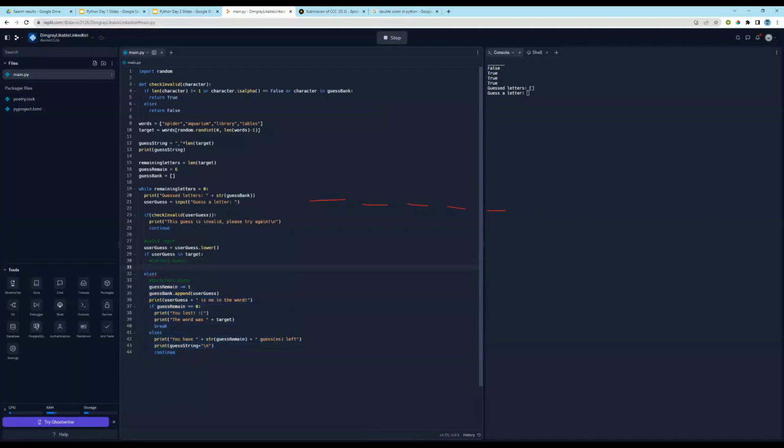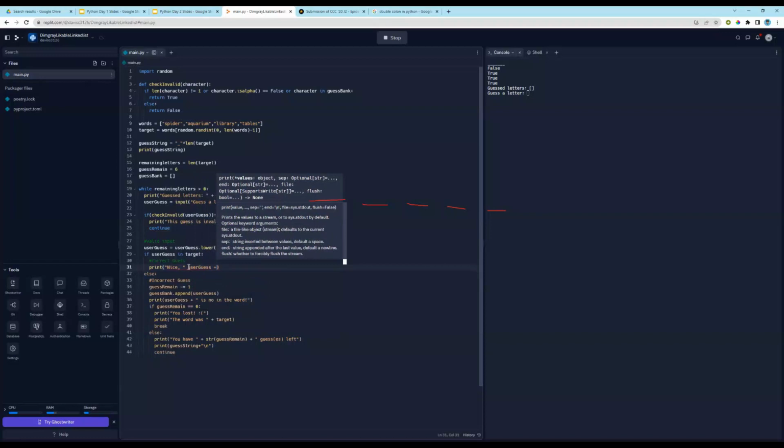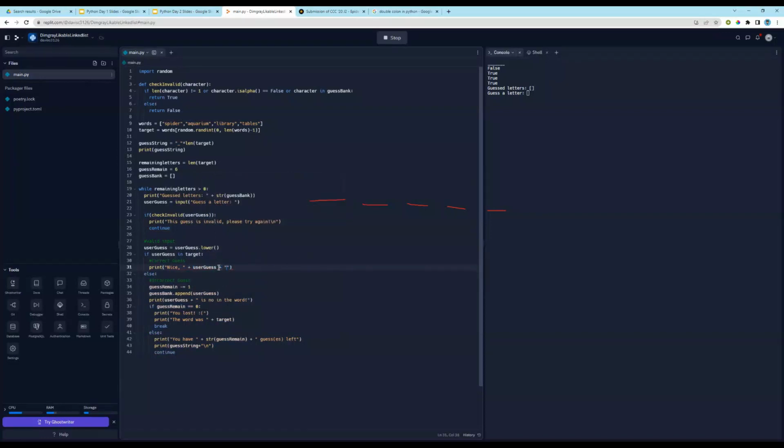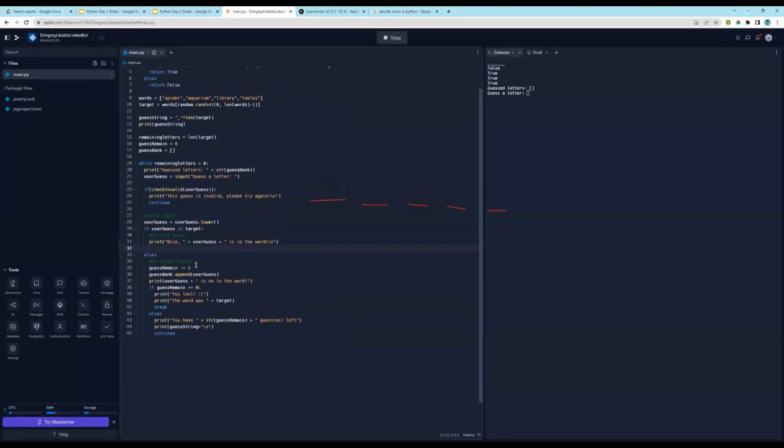But if it's a correct guess, then we have to do something else. So we will print congratulations. Oh, I forgot about this. We'll say the user guess is in the word. Congratulations. And now, in the game of hangman, if our target word is, let's say, robot.